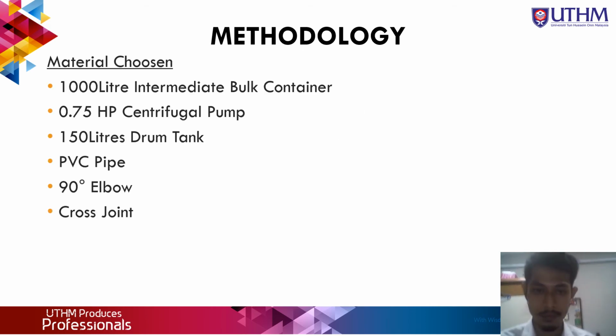Okay, so the materials chosen were a 1000 liter intermediate bulk container, a 0.75 horsepower centrifugal pump, a 150 liter drum tank, PVC pipe, 90 degree elbow, and cross joint.